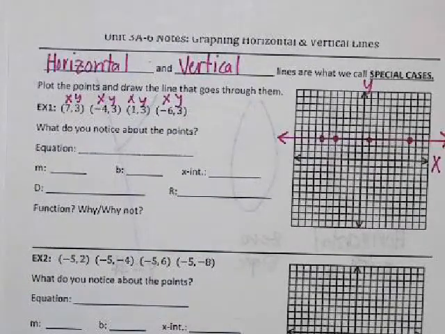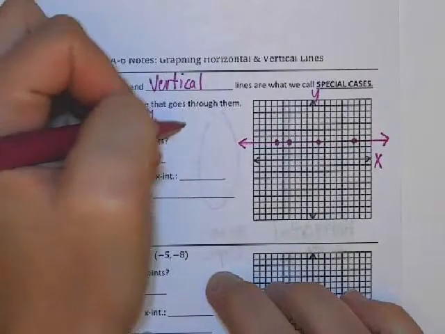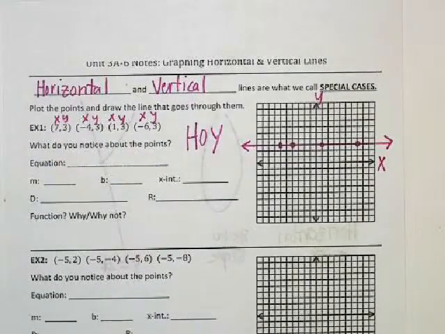Okay. Let me zoom in just a little bit. There we go. Okay, so what type of line is it? Horizontal or vertical? It's a horizontal line. So right here, I want you to write HOY. And I'm going to use HOY to help me answer all of these questions. Use HOY to help you answer the questions.